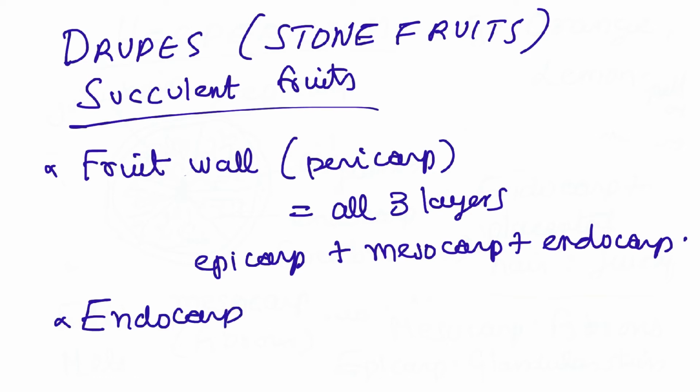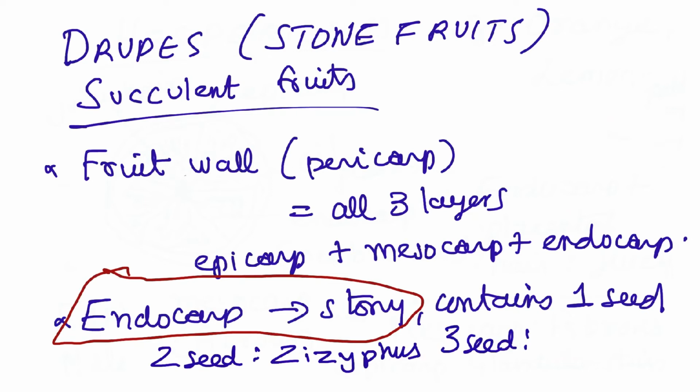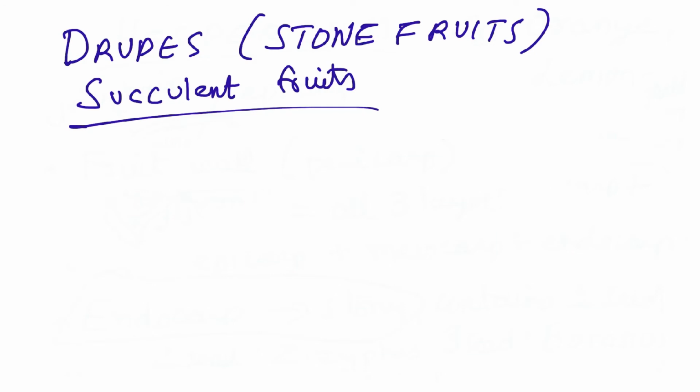And also, why is it called stony fruits? The reason is that the endocarp is stony and usually contains one seed, but there are exceptions. For example, the endocarp contains 2 seeds in Ziziphus and 3 seeds in a particular plant called Borassus. So note the point about the stony endocarp.